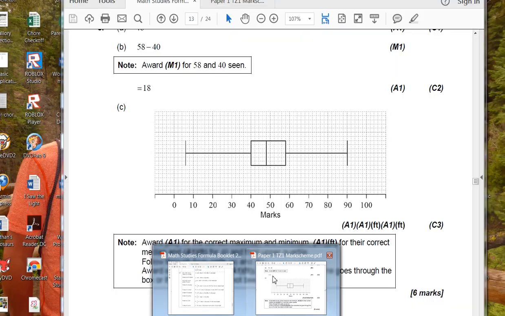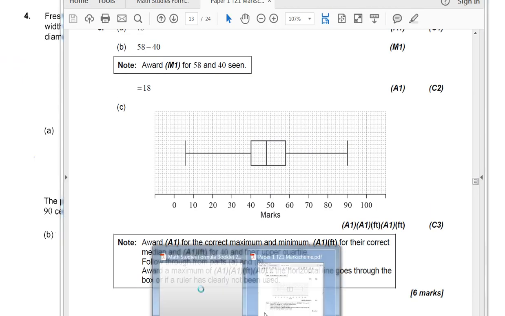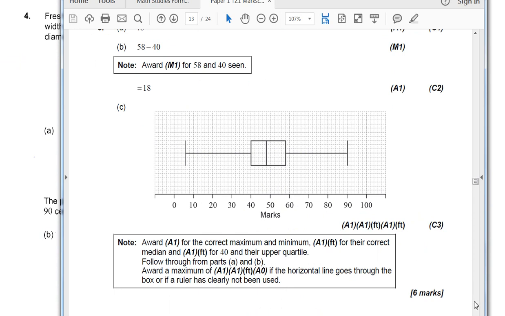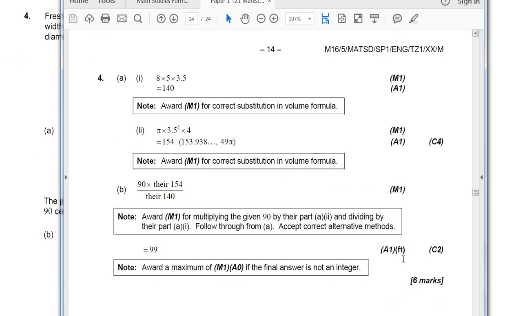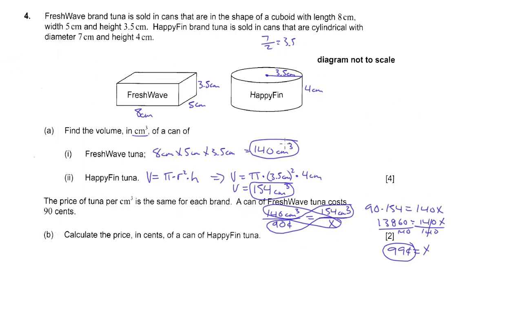So let's take a look at our mark scheme here and make sure that we're doing okay on that. See how many points we got. Okay, 8 times 5 times 3.5 is 140. So you get 1 point for correct substitution into the formula, and then you get another point for getting your 140, right? Because that was a 2-pointer, wasn't it?